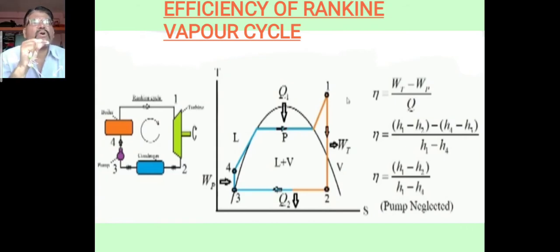So in terms of enthalpy, Wt, the turbine, is between 1 to 2. Therefore efficiency is (H1 minus H2) minus (H4 minus H3) divided by (H1 minus H4). If the pump work is neglected, then the efficiency is equal to (H1 minus H2) divided by (H1 minus H4).